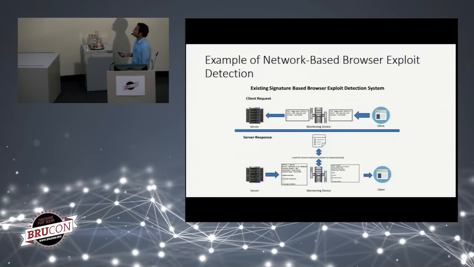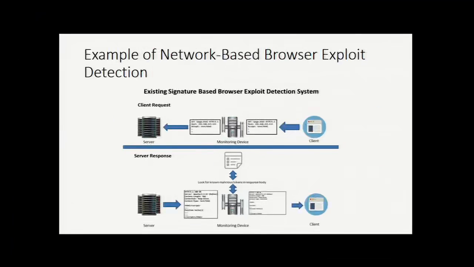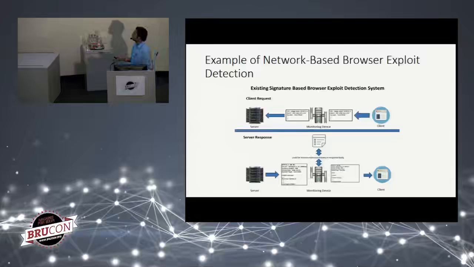So here is another diagram which shows how this works. In this diagram, as you can see, the client is requesting a page. The request goes through the monitoring device, which inspects it and sends it to the server. When the response comes back from the server, the monitoring device looks for known malicious tokens in the response body of the page, and based on that, it raises an alert on whether malicious content is being delivered to the user's browser or not.